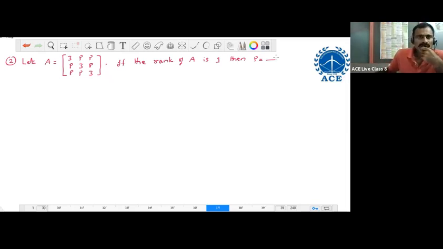We are given a 3 by 3 matrix with unknown P only, and we are asked to find that unknown P value only. To find one unknown, we require a minimum of 1 equation. If you want to find 2 unknown values, we require a minimum of 2 equations only. That is why here we require 1 equation. For that, we are already given a condition: the rank of this matrix was already given. With that given condition, we try to get the value of P only.